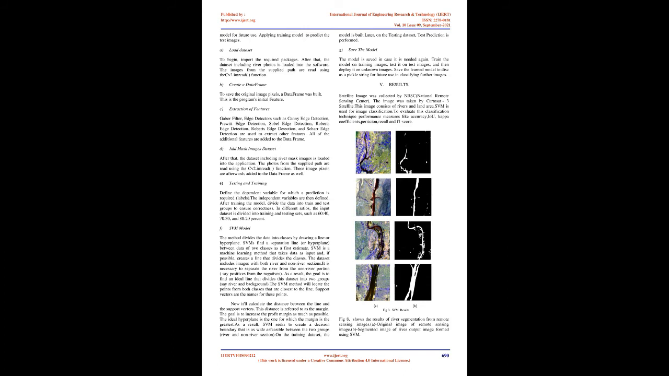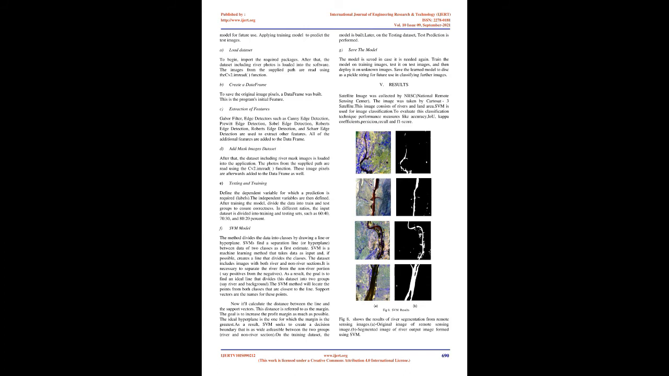Testing and training. Define the dependent variable for which a prediction is required, labels. The independent variables are then defined. Before training the model, divide the data into train and test groups to ensure correctness. In different ratios, the input dataset is divided into training and testing sets, such as 60:40, 70:30, and 80:20 percent.